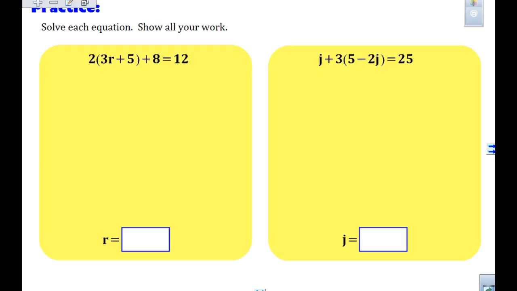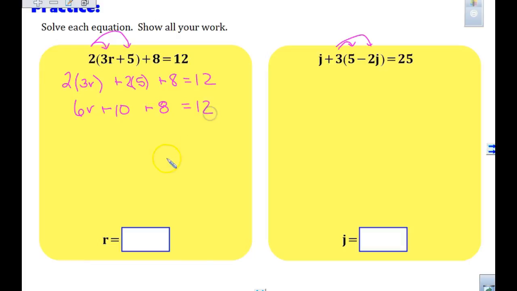Okay? So, taking a look, we want to distribute first. In both these cases, we want to do our distributive property first. As I do that, I'm taking 2 times 3r plus 2 times 5 plus 8 equals 12. That leaves me with 6r plus 10 plus 8 equals 12.